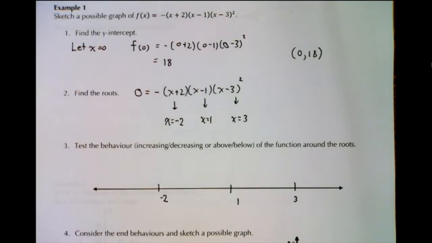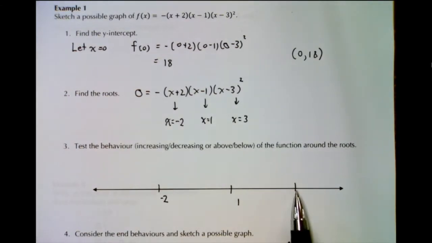So if we test values to the left of negative 2 in our function, we can see whether it's positive or negative. If we test between negative 2 and 1, we can see whether the graph's positive or negative. And if we test between 1 and 3, we can see if the graph's positive or negative. And again, after 3, so a number bigger than 3, we can see whether it's positive or negative. See whether the graph's above or below the axis. And then we can start to piece together.